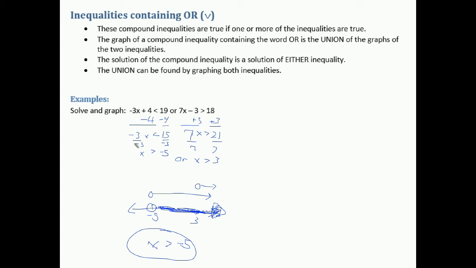So don't write it like this, because that's too much information. You can just write x is greater than -5.